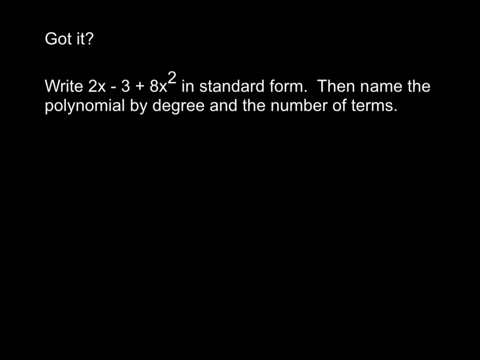So again, here's another guided problem. Pause the video, see if you can put it into standard form, and name it by its degree and its number of terms, and restart the video to see how you did. Okay, the largest degree here is the 2. So the 8x squared goes to the front. The next term would be the positive 2x, and then the minus 3 at the end.